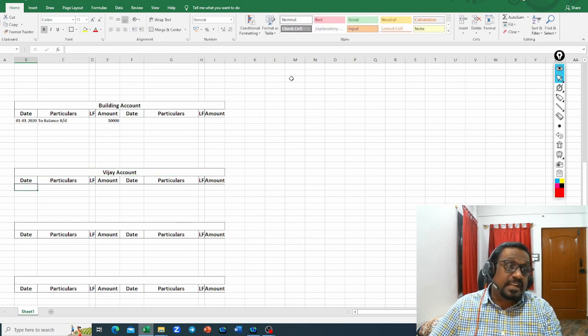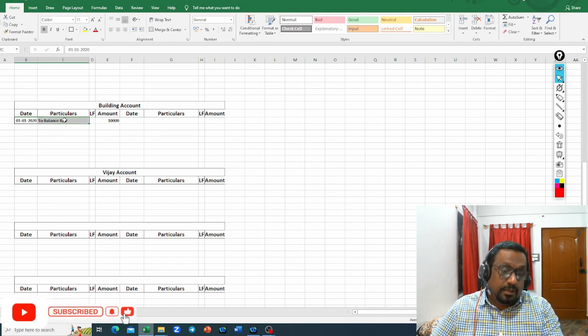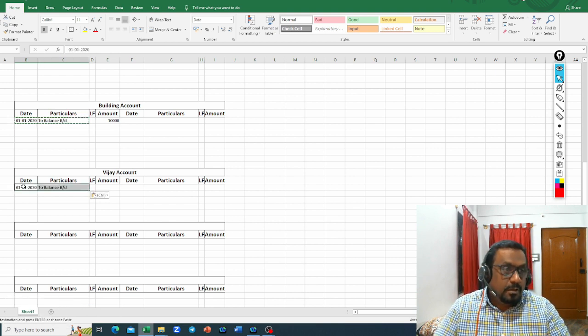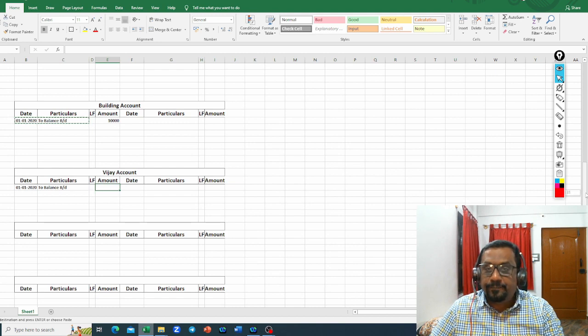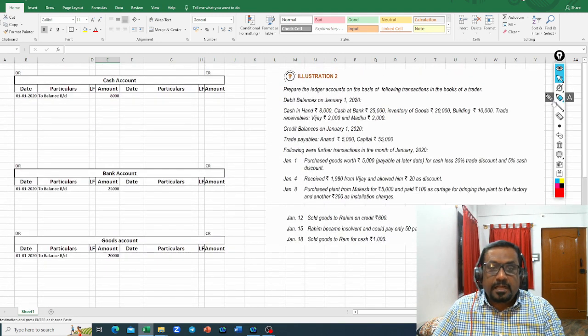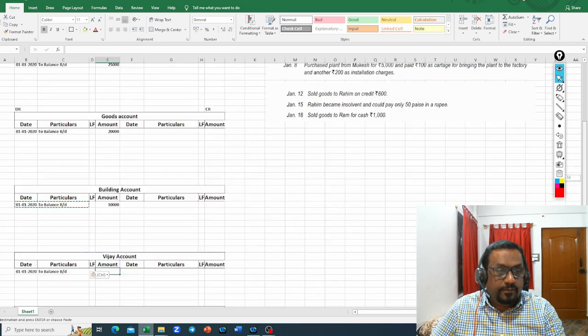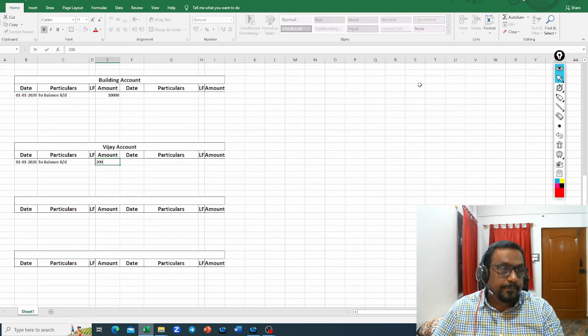Again, trade receivables is also an asset. So what I'm supposed to do, I need to put that balance in the debit side of the account. So here, to balance brought down. How much is the balance in Vijay account? Vijay account has 2000, Madhu account has 2000. So here I will go down and in Vijay account I'll put 2000.